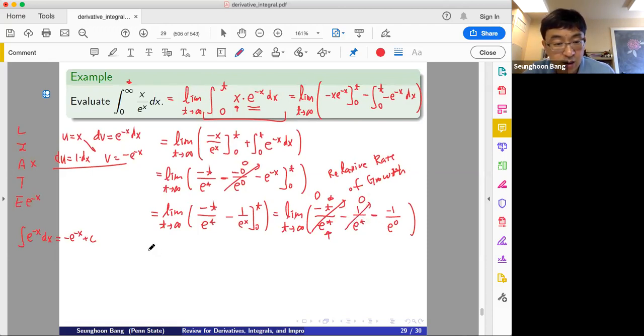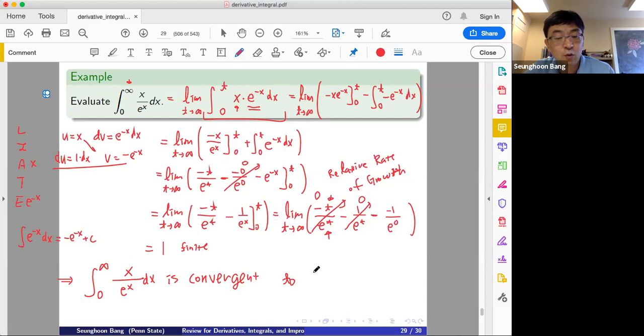So the answer is, minus 1 times minus 1 is positive 1. The e to the 0 is 1. Just 1. So what does it mean? This is a finite number. What's your final answer? The final answer is the improper integral from 0 to infinity of x over e to the x dx converges to 1. This is the whole idea for solving this problem.